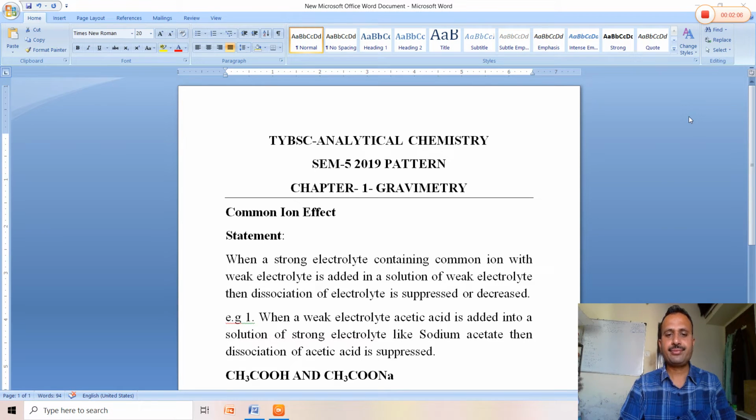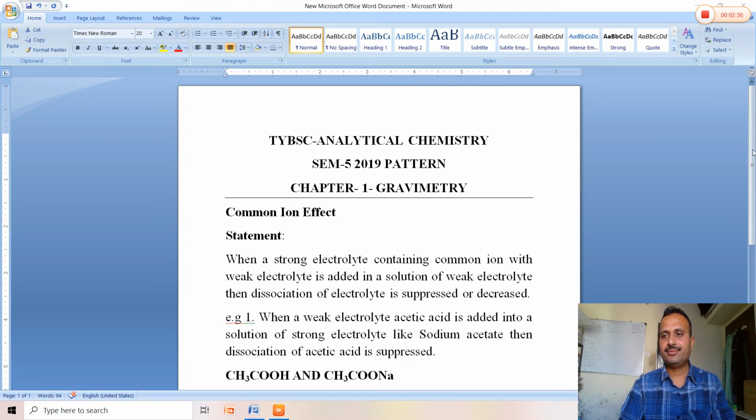Now, suppose the weak electrolyte is acetic acid. Acetic acid is a weak electrolyte, while sodium acetate is a strong electrolyte. When the strong electrolyte, sodium acetate, is added into a solution of the weak electrolyte, acetic acid, then the dissociation of the weak acid, or you can say weak electrolyte, that is acetic acid, is suppressed. Here acetic acid is a weak electrolyte and sodium acetate is a strong electrolyte.